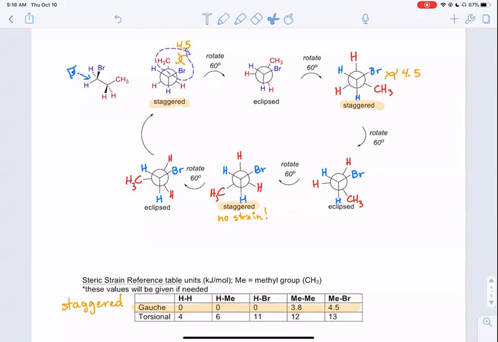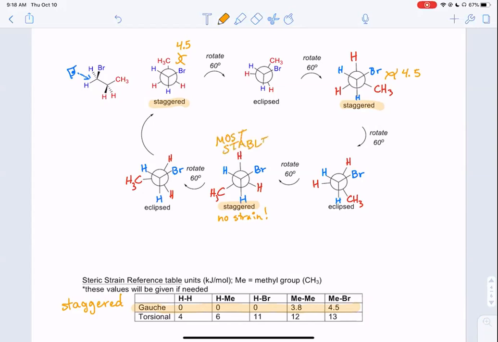So here we have the 2 bigger groups, the methyl and the bromine, right next to each other. We can look down at this table, which again, those values would definitely be given. And we can see that that has a 4.5 kilojoules per mole strain. So we can see that 2 staggered conformations have 4.5 kilojoules per mole of strain associated with them. And then there's going to be this one down below, which has no strain. This is for sure going to be our most stable.